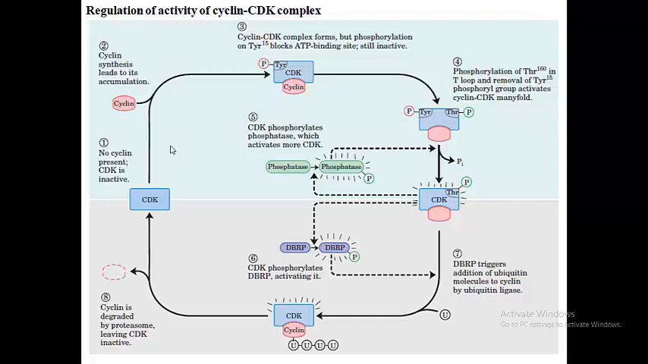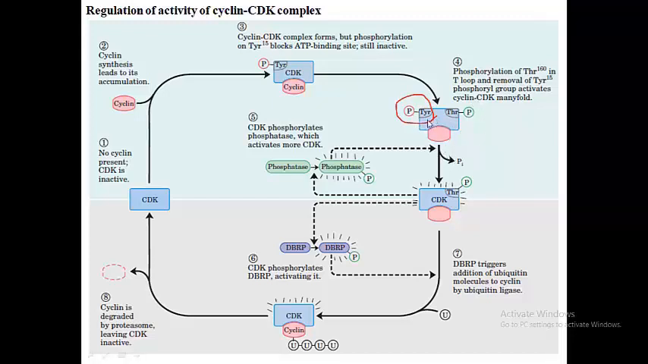To make it active, the complex gets phosphorylated. First, the complex will be phosphorylated with tyrosine 15 and it is attached to the active binding site of the CDK. So this complex is still inactive. Then again phosphorylation takes place and threonine 160 is attached to the CDK subunit, but as tyrosine 15 is still attached, the complex is also in inactive stage.